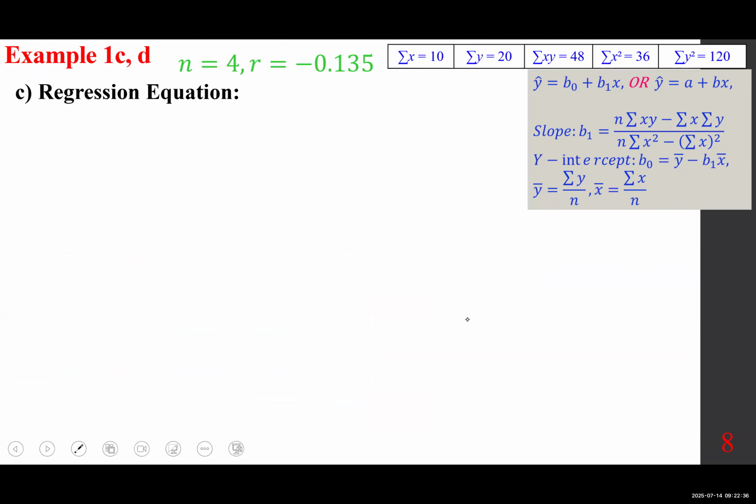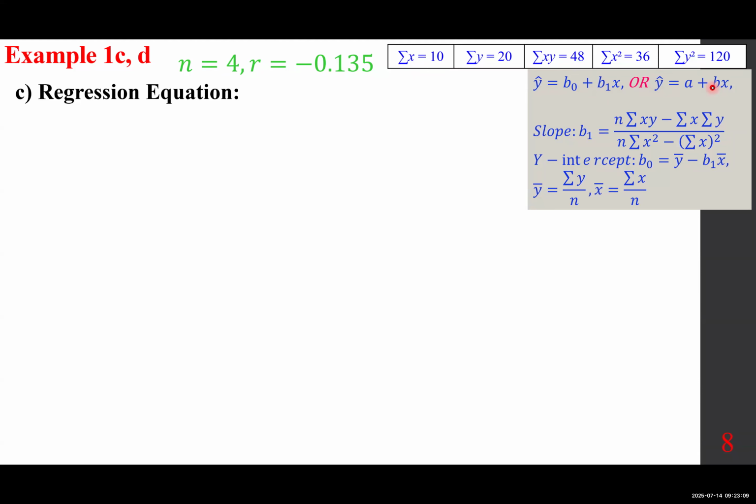Now, continuing with this, we want to come up with a regression equation. Again, this is not done by hand. However, I'm reminding you, by hand, we came up with n equals 4, r equals negative 0.135, summation of x, summation of y, and all of the above. Now, here are the formulas that we need. And I put both formulas because depending on the technology or text, they might write y hat is b sub 0 plus b1x, or y hat equals a plus bx.